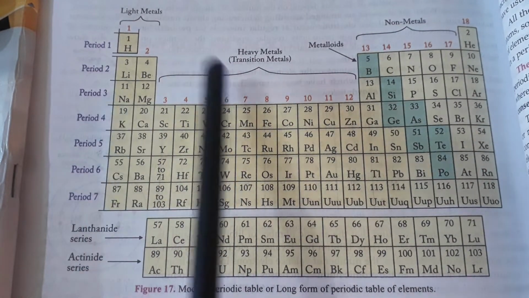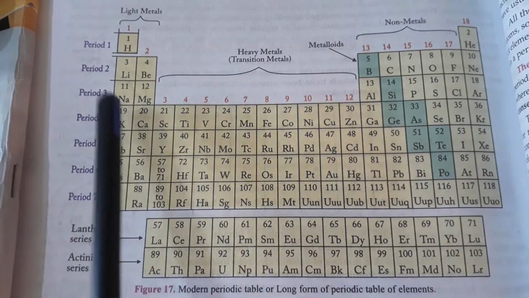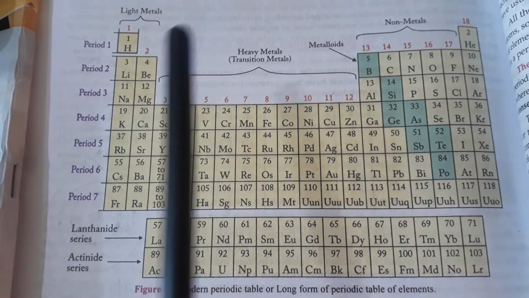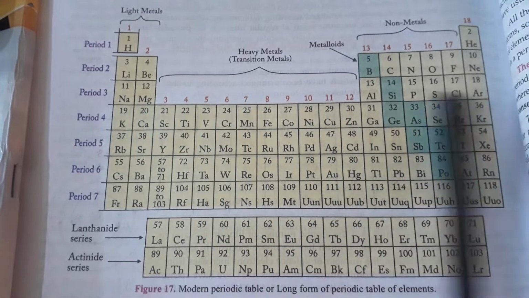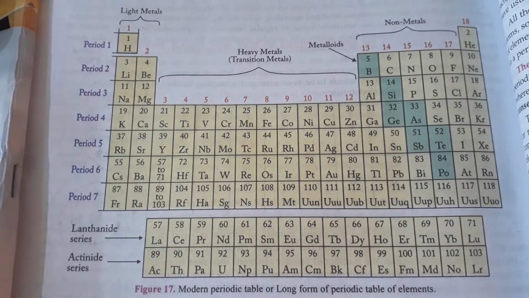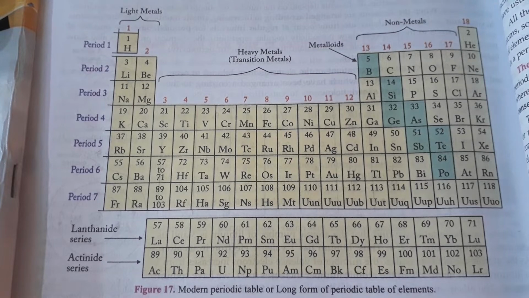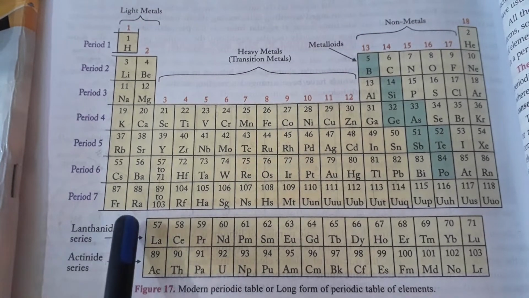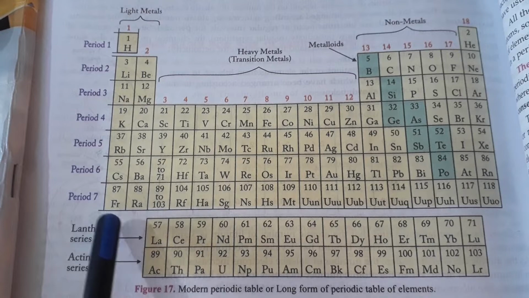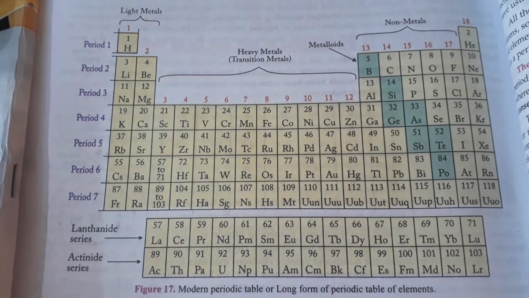Sodium requires 3 electronic shells: K, L and M. That's why they are placed in period number 3. Potassium requires 4 shells, so period number 4, and so on. When we are talking about period 7, francium requires 7 shells for its electronic configuration, so it is placed in period number 7.